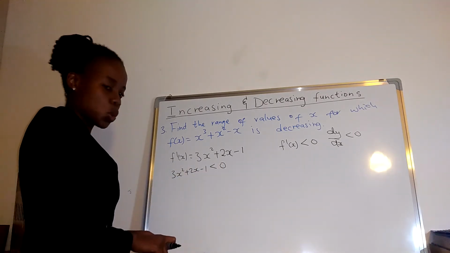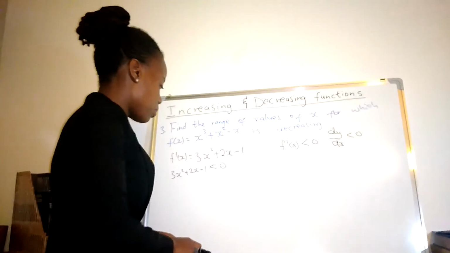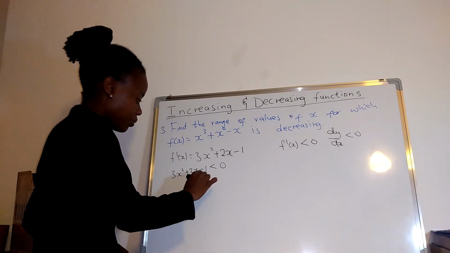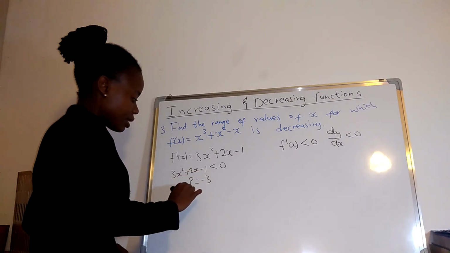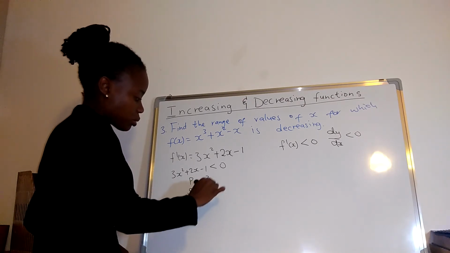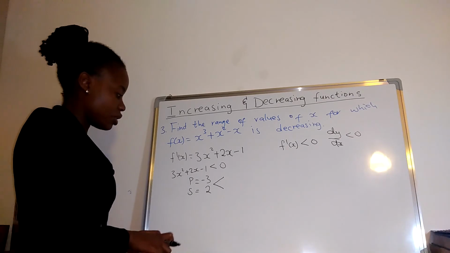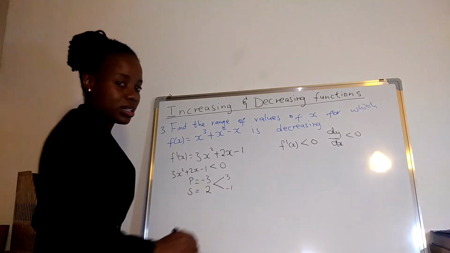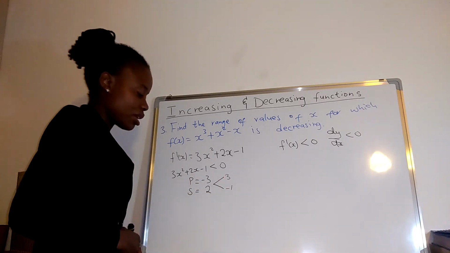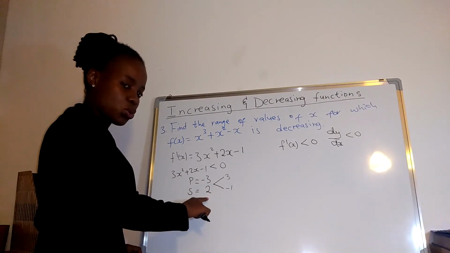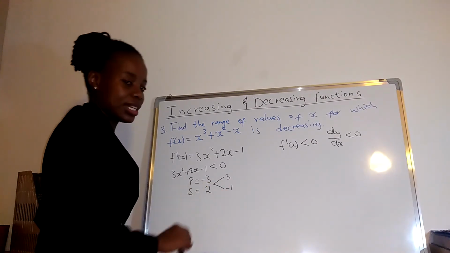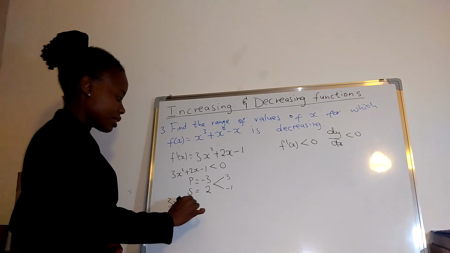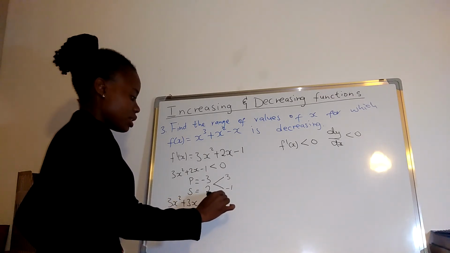Now we're going to solve for x. Product is negative 3 and sum is 2. So we're going to have 3 and negative 1, because when you say 3 minus 1, you get 2, and when you say 3 times negative 1, you get negative 3. So we have 3x squared plus 3x minus x minus 1 less than 0.